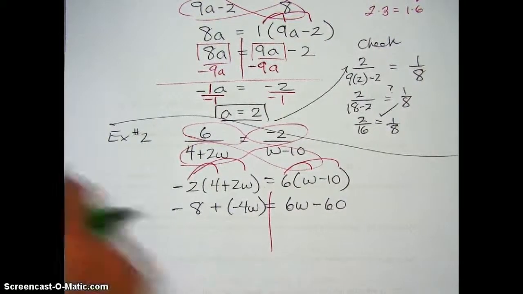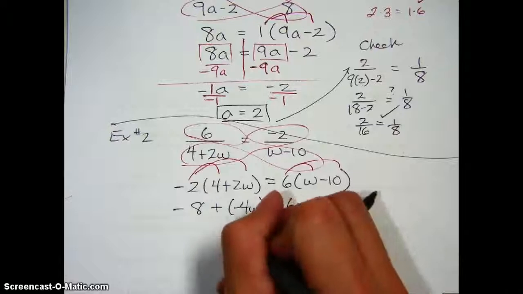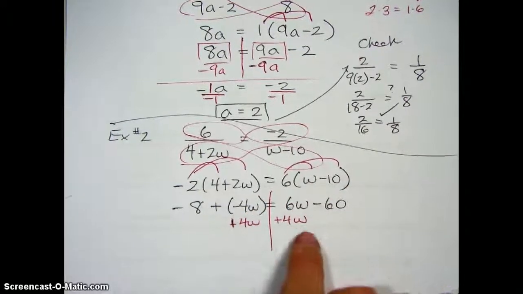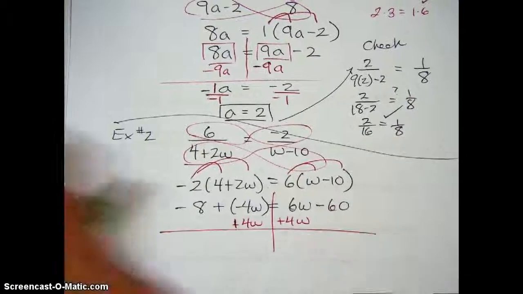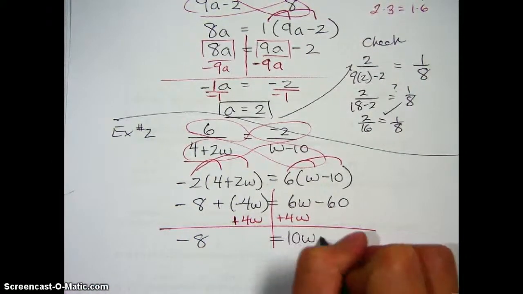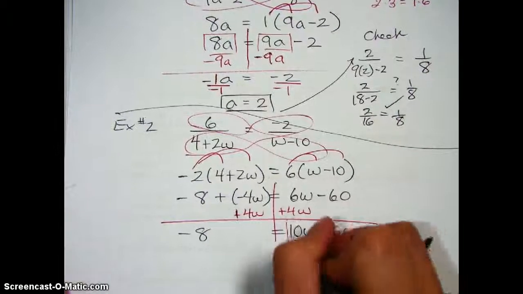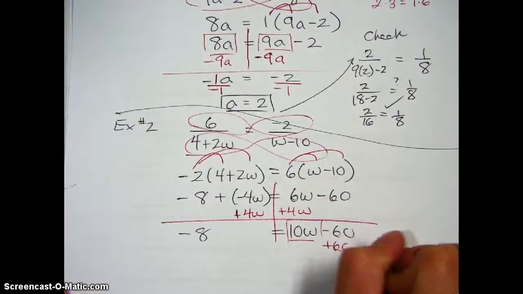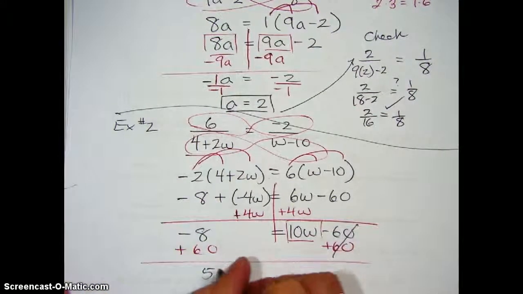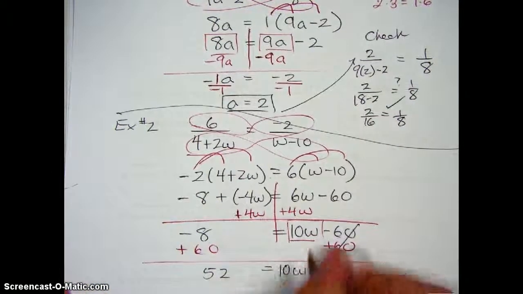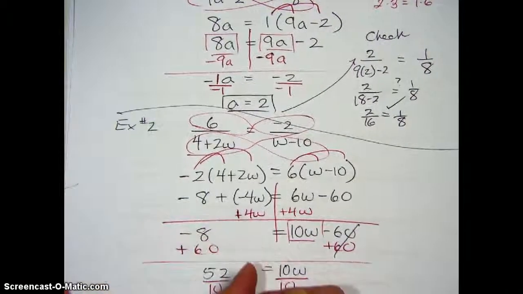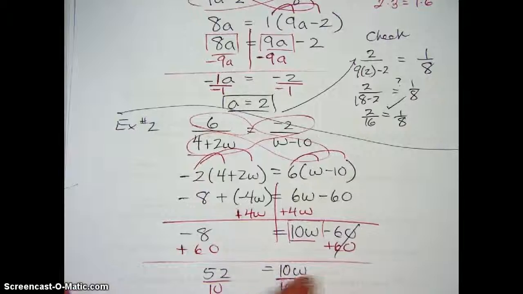All right, so now I'm going to move some stuff around. Why don't I go ahead and take care of this 4W by adding it to both sides. I'm going to do that so that I have positive variables on one side. You could have subtracted 6W. Both would give you the same answer. All right, so that part's simplified. Now I see my term with the variable, so I'm going to get rid of anything else that's next to that. Add 60 to both sides. I get 52 is equal to 10W. Last thing I need to do now is divide by my coefficient, which is 10, and I find out my answer is 5.2, which is W.